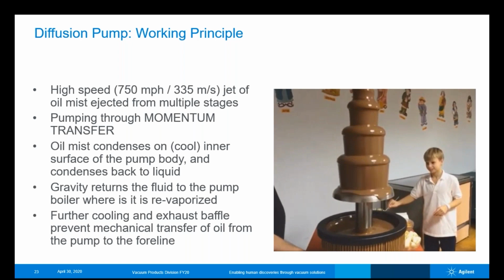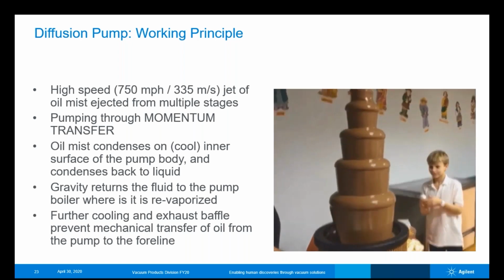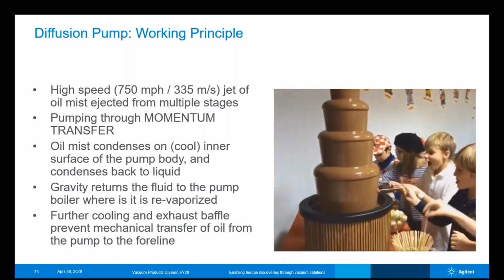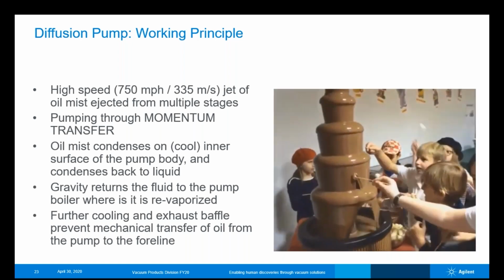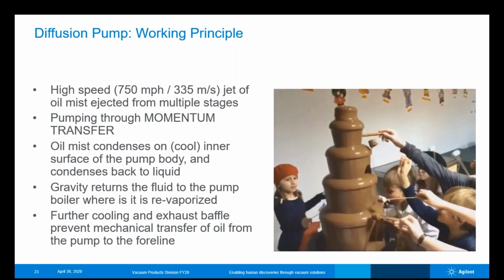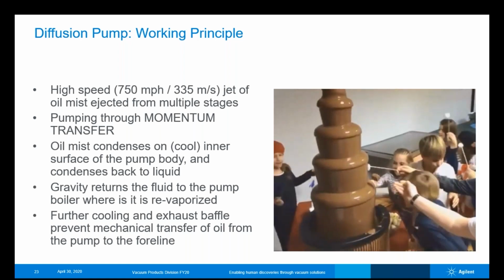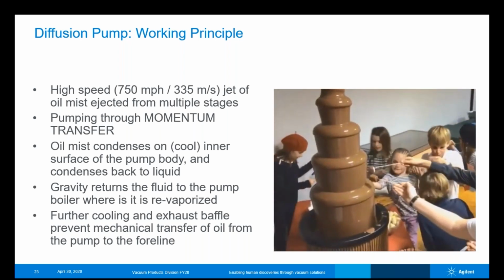Those large molecular weight oil molecules are going to be ejected from a station. These kids should probably not be playing inside the vacuum pump, but I thought that would be a fun little analogy of how diffusion pumps are working. Whereas this is working on gravity, in the diffusion pump the equivalent of the chocolate would be shooting out at very high rates of speed. The ejection speed of the pumping fluid is something like 750 miles an hour, 330 meters per second. The reason we try to achieve that really high speed is that it's the speed the particles are moving at room temperature.